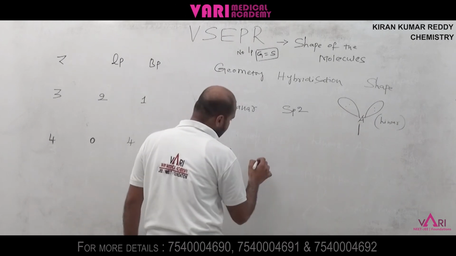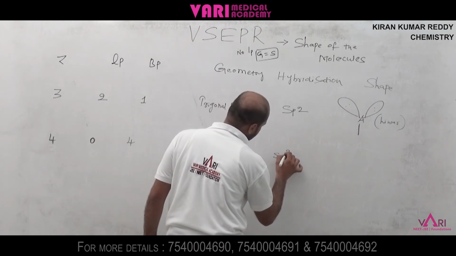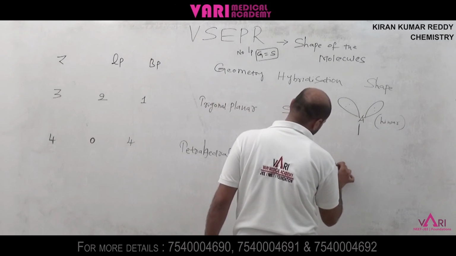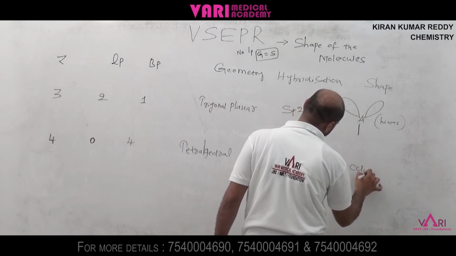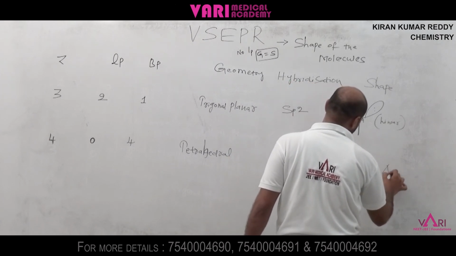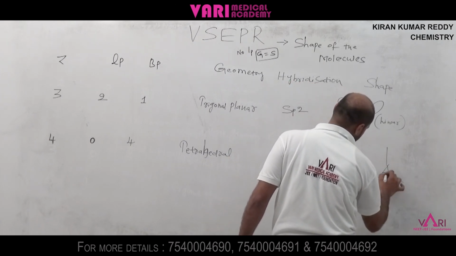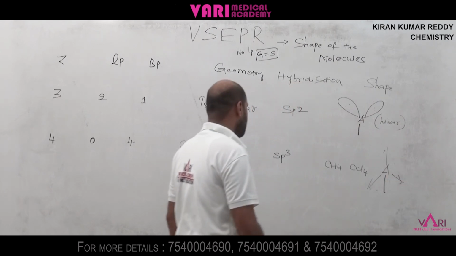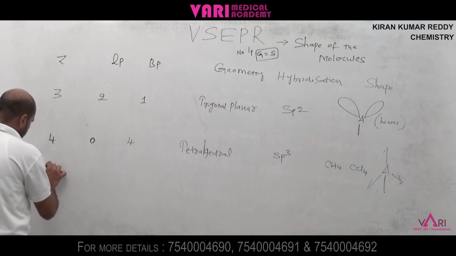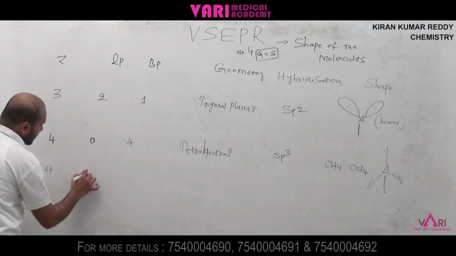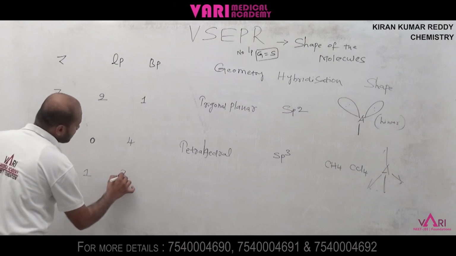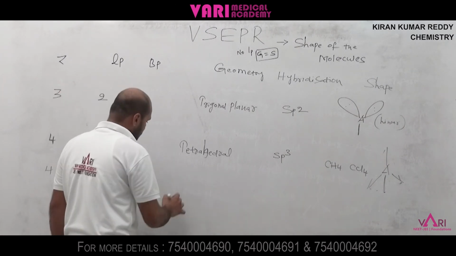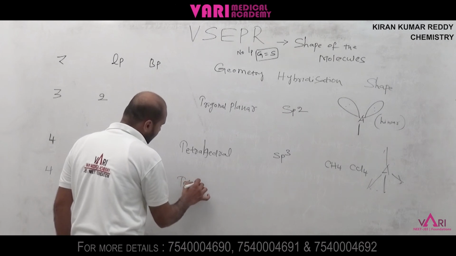Hybridization is sp3 hybridization. With all bonds, we can take methane and carbon tetrachloride as examples. This one is the tetrahedral geometry. Tetrahedron is present. Now I am taking Z equal to 4, with one lone pair and 3 bond pairs. That is tetrahedral geometry.